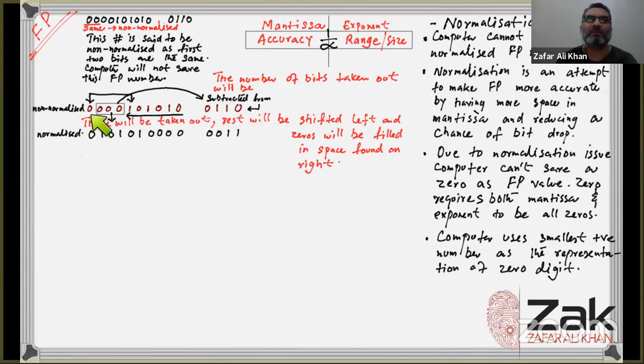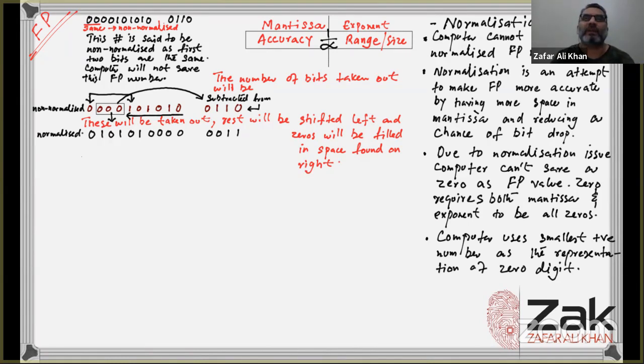So now the original number was 0, 0, 0, 1, 0, 1, 0, 1, 0, 0, 1, 0. This has become 0, 1, 0, 1, 0, 1, 0. And these 3 bits were fitted in. And then afterwards, we subtracted the number of digits removed in mantissa from the value of exponent, and that is now 3. So this is a normalized number and this is a non-normalized number. We can see over here that these 2 bits are different, so this is normalized, and these 2 bits are same, so this is non-normalized. Now the question is raised, the number has been changed.